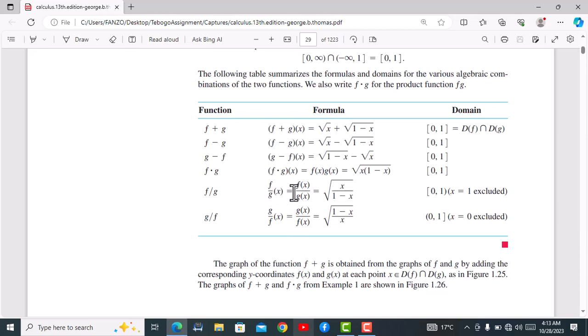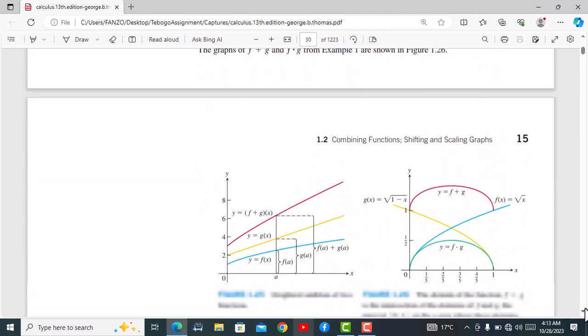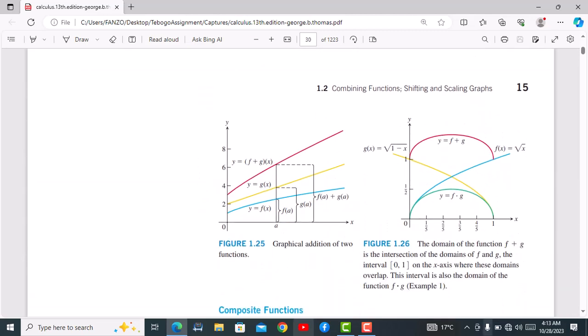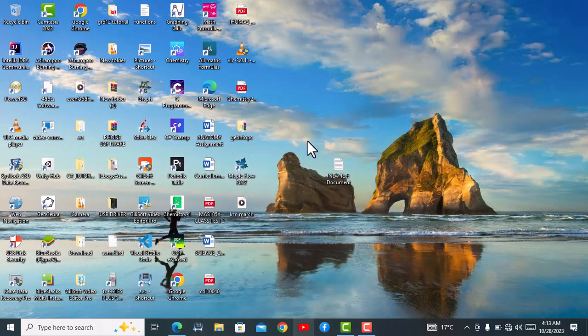Okay, that is fine. And then the quotient also deals with this. f divided by g has this domain, and x equals 1 is excluded because it is not defined. As you can see, the denominator cannot be equal to 0, so x should not be equal to 1, and here x should not be equal to 0. So this is just basically what we are learning from that.